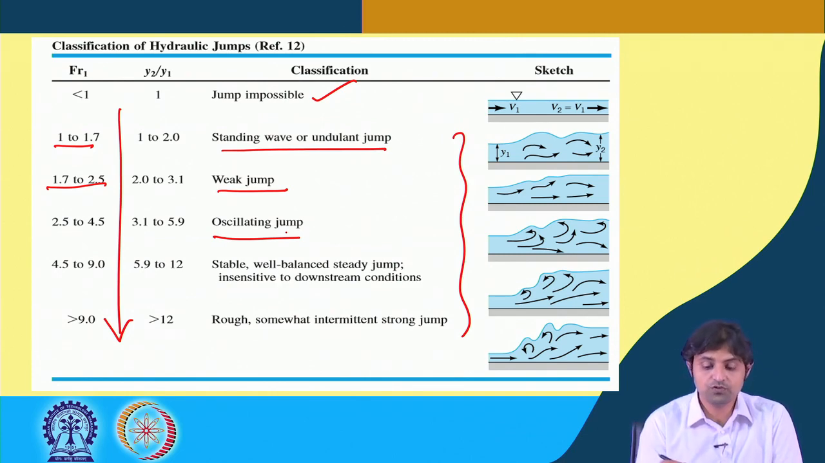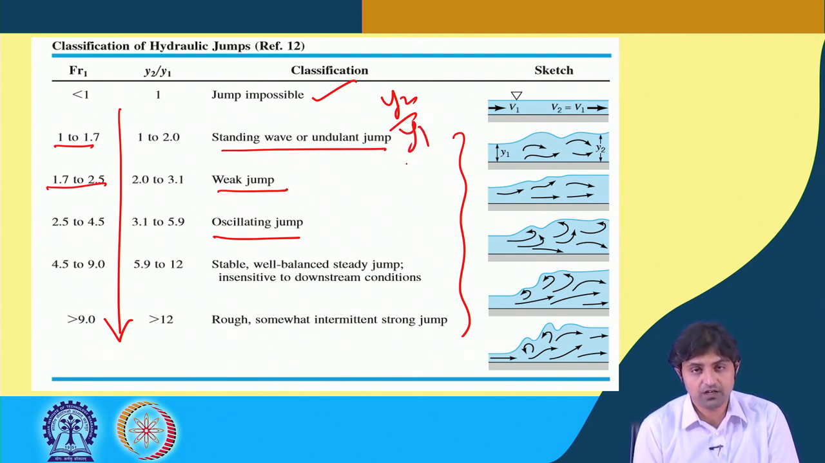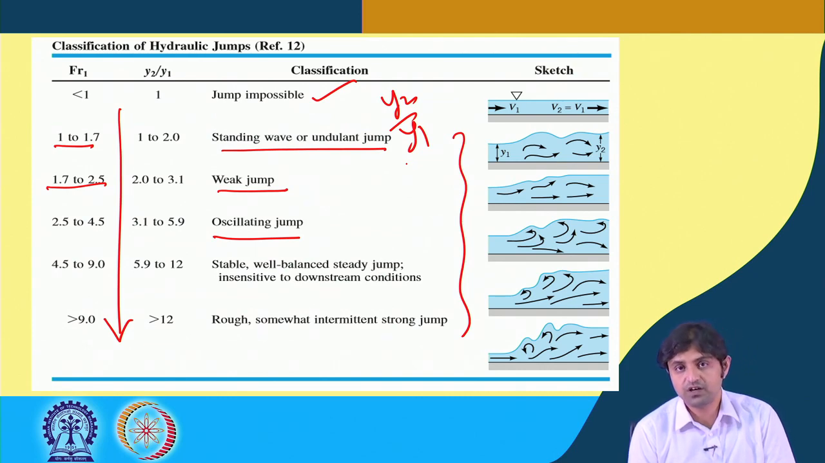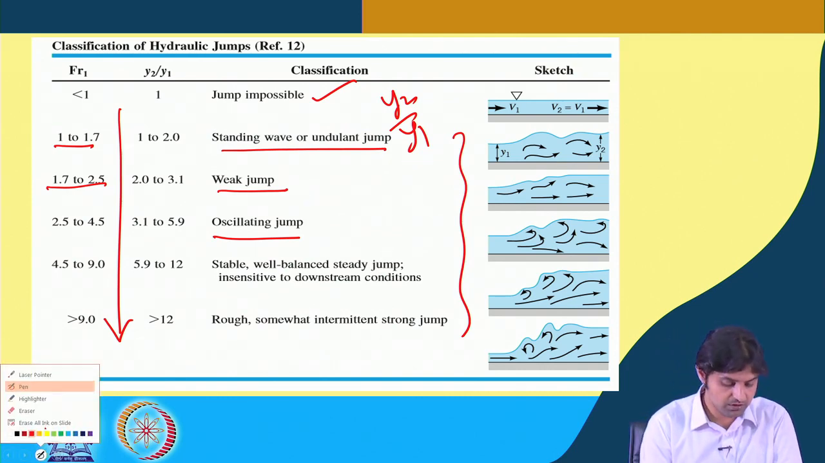Other than that, two formulas are important: the depths y2 and y1 in terms of the Froude number at location 1, and also the head loss. But the head loss you can always find, if you know y1 and y2, by using the energy equation. All right.